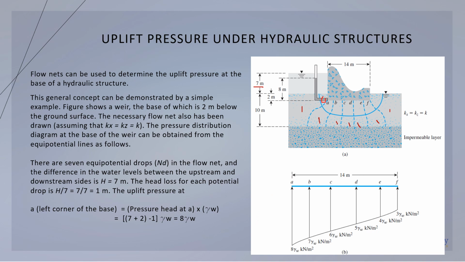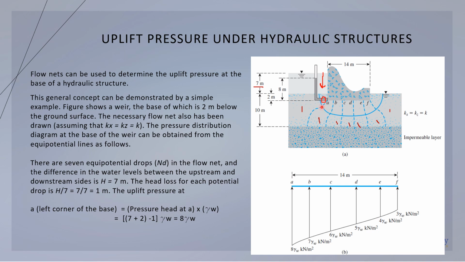So meaning, from the pressure head here, the water will flow downwards. And then the head here is 9. Okay, 7 plus 2 minus isa ka equipotential drop, which is equal to 1. So 7 plus 2, 9 minus 1, that is 8.